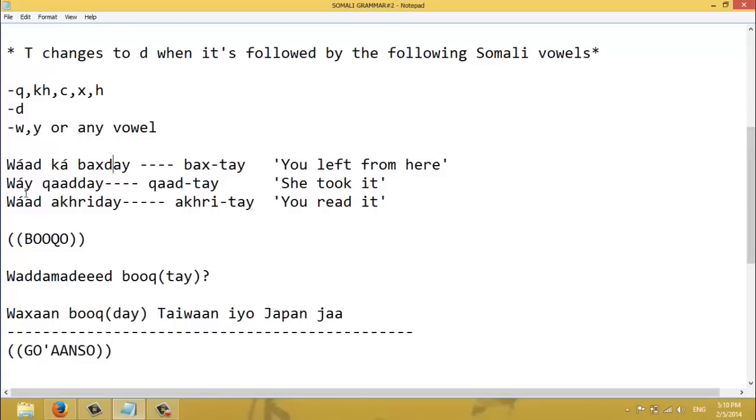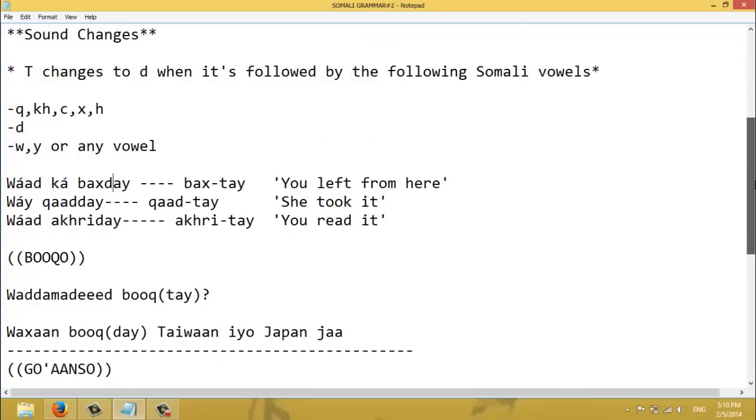The next one, way qadday. Qadtay, she took it. So way, that's referring to she in the past, and then qadday is the past tense of take. It was tay originally, but it changed to day because of the D sound. You read it, wad akhride. Akhrite changes to akhride because of the vowel. All right. So that's pretty simple. Nothing really complicated about that.